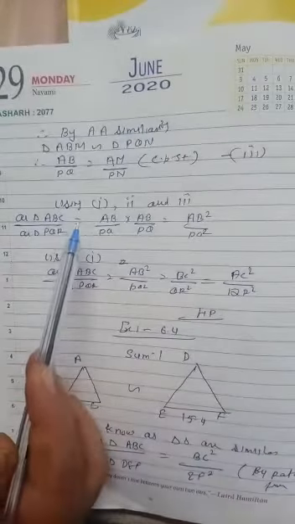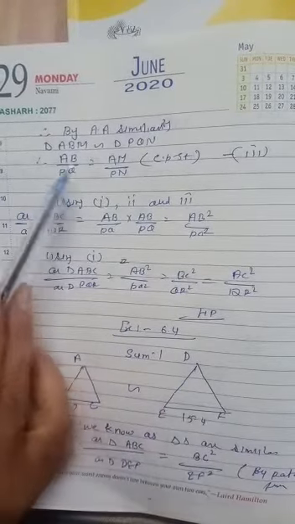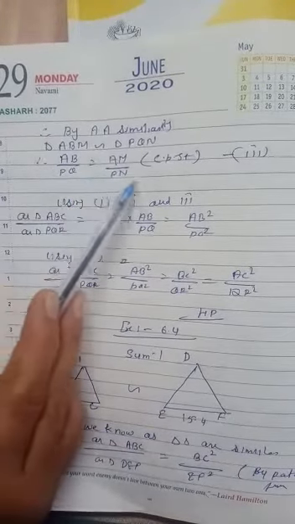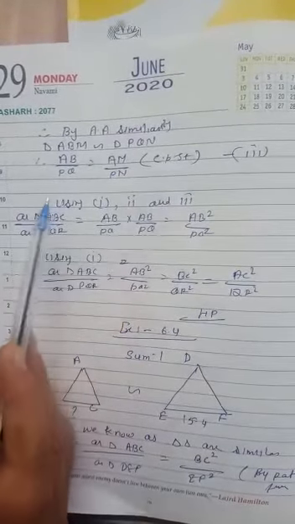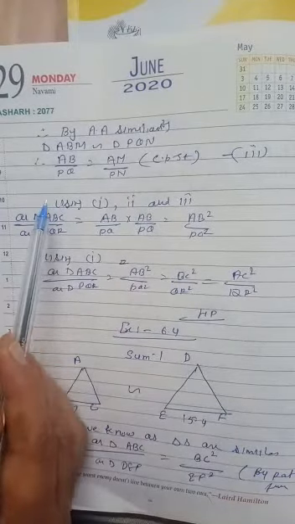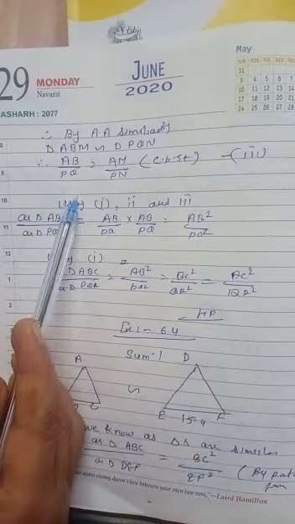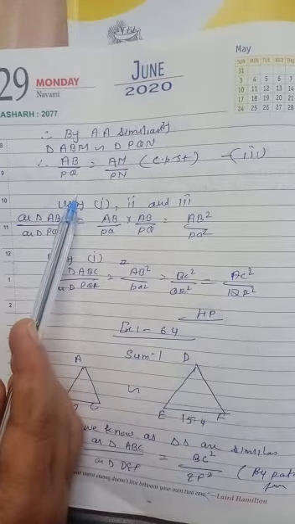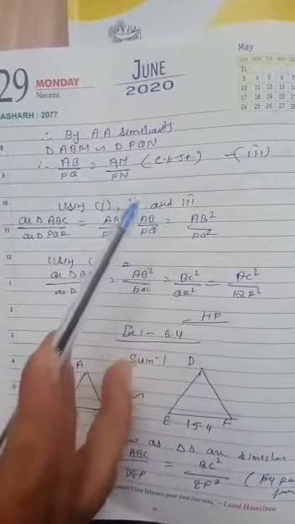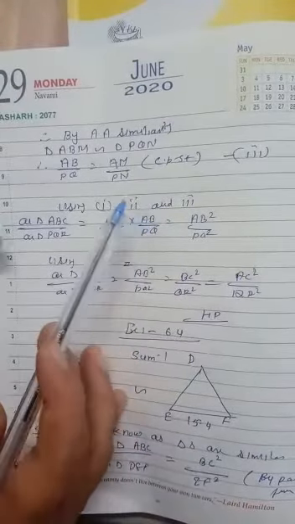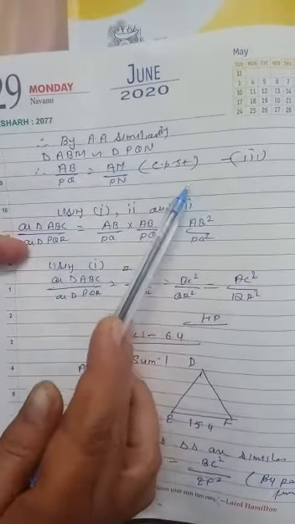When two triangles become similar, their corresponding sides are also in the same ratio. So AB upon PQ is equal to AM upon PN, that is CPST. When we show triangles to be similar, their sides are in ratio. When we show congruent, then their sides are equal. Keep in mind this. When we show triangles congruent, we write CPCT, means corresponding parts of congruent triangles. But as we have shown the triangles similar, we will write CPST, means corresponding parts of similar triangles.